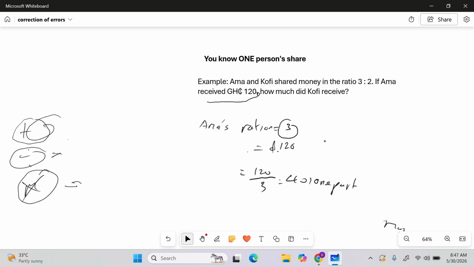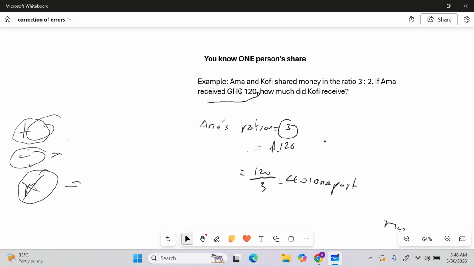So if Amma is receiving 40 cedis, 40 cedis, 40 cedis, 3 times, Amma will get what? 120 cedis. So this is the one that I was giving to them. Take 40 cedis. You will take 40 cedis. So Amma received 3 times 40 cedis. That is why she got 120 cedis.